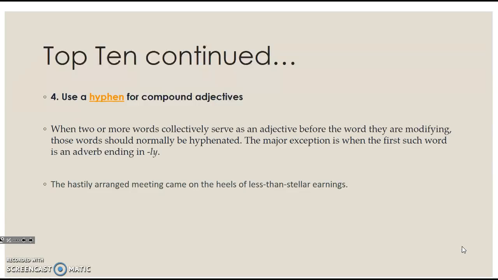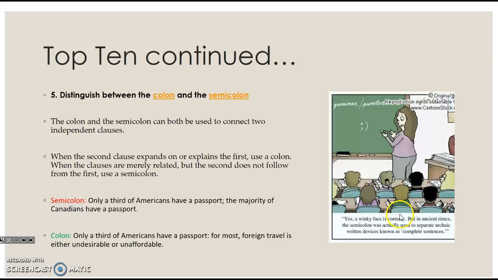Use of a hyphen, you can read this slide, but basically when you have 2 or more words serving as an adjective before the word they're modifying, that should normally be hyphenated. I don't really see an issue with this most of the time, but go ahead and know the rule. Can't hurt. Okay, the colon and the semicolon, probably some of the most misunderstood punctuation.